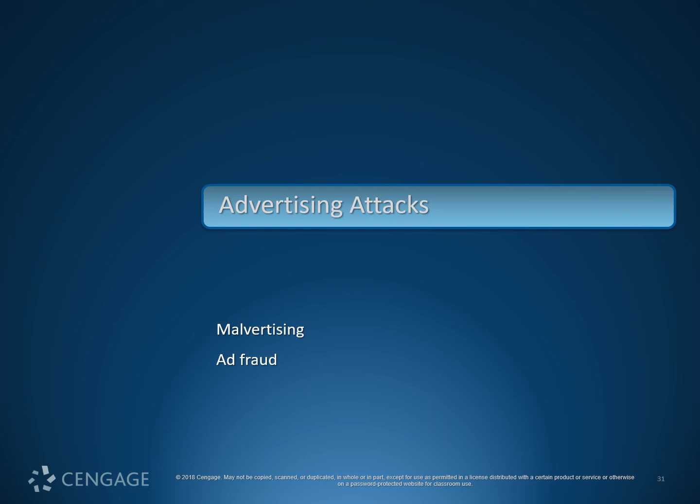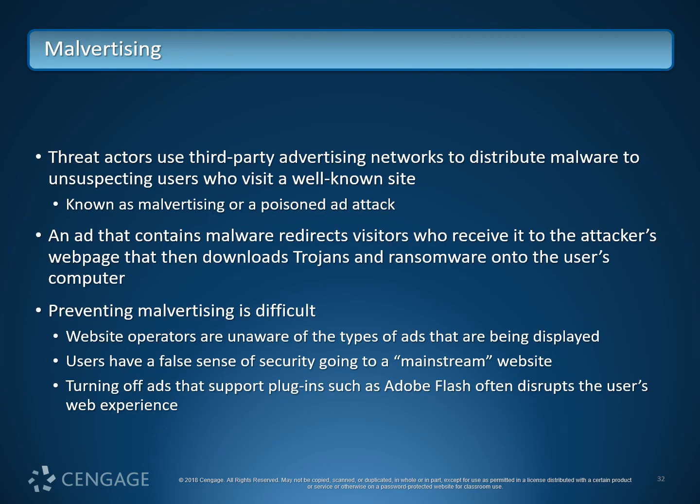Advertising attacks, malvertising, and ad fraud. I always thought malvertising was such an awkward one to say. Malvertising is where threat actors use third-party advertising networks to distribute malware to those who may visit a well-known site. Malvertising is kind of the ad version of a watering hole or poisoned well attack. This is where an ad contains malware that redirects visitors who receive it to the attacker's webpage that then downloads drive-bys, trojans, ransomware, adware, scareware.